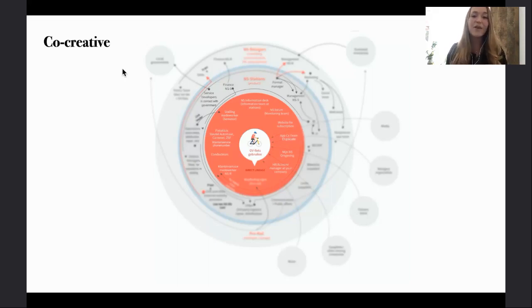For us, this was very valuable because it helped us to see who we could involve in the next steps that we would take within this project.